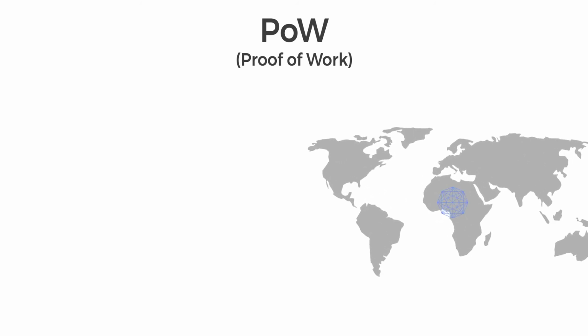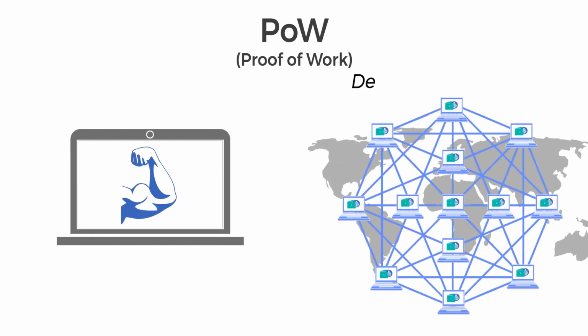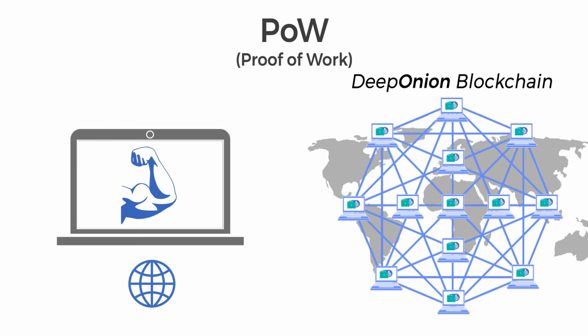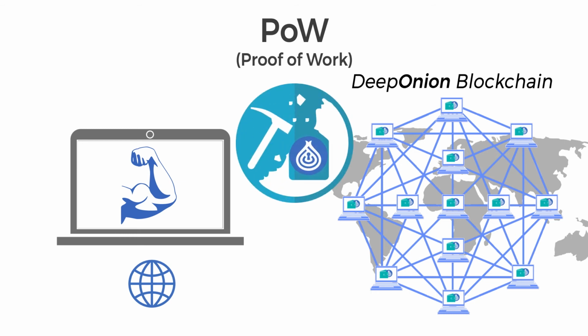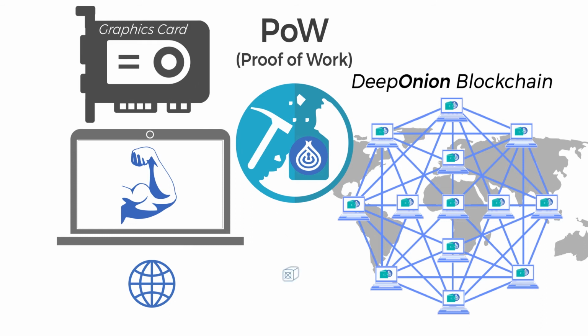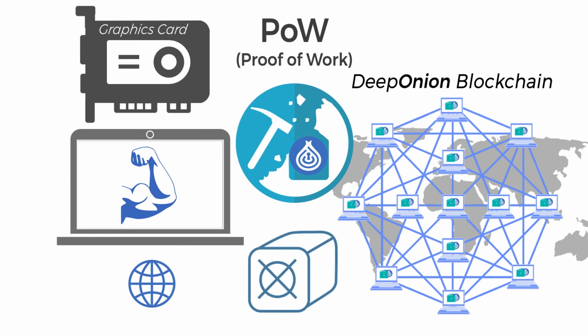Proof of work is a method that verifies and secures transactions on the DeepOnion blockchain. It requires a very powerful computer and an internet connection. Thanks to this system, people can mine using graphic cards or special computer hardware. This helps the DeepOnion blockchain run smoothly and the transactions are completed.